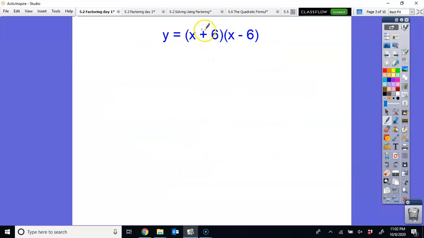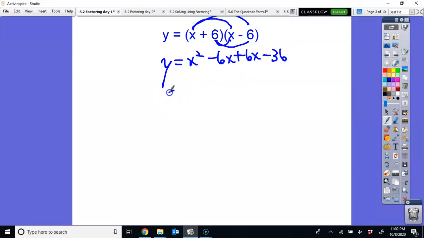X plus 6 times x minus 6. X times x is x squared. X times negative 6 is negative 6x. Positive 6 times x is positive 6x. And positive 6 times negative 6 is negative 36. X squared minus 36 is my final answer.